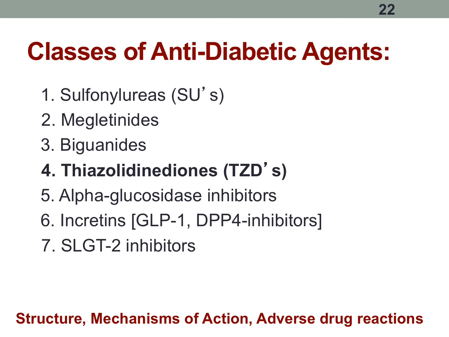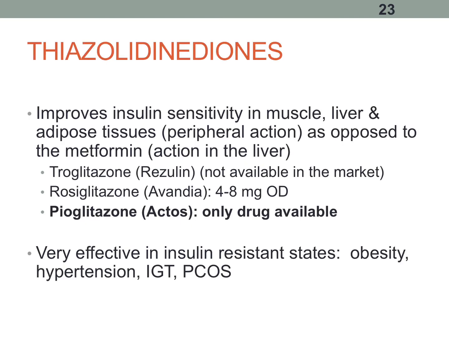And so the second drug are the TZDs, or the thiazolidinediones. You will remember the TZDs because they all end in "-one" or zone. So troglitazone, rosiglitazone, and pioglitazone. And fortunately for you, we only have one drug now available in the market, and that's pioglitazone.